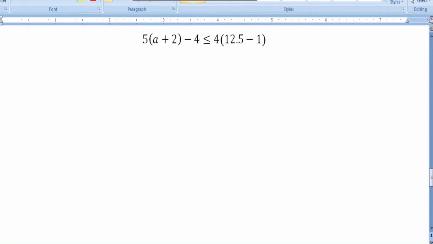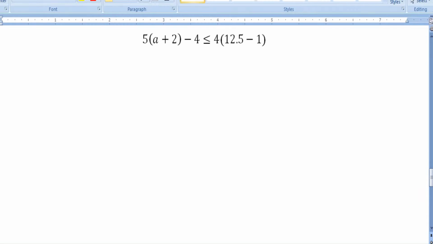Here is a problem I want you to practice solving, so pause this video and go ahead and try solving this. Now, a tip to solving this is to completely simplify both sides before you start solving for the variable. So that means combine like terms on both sides of the inequality before you start solving.